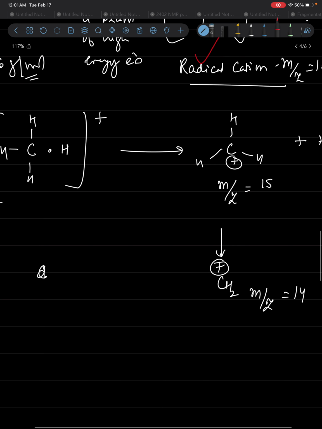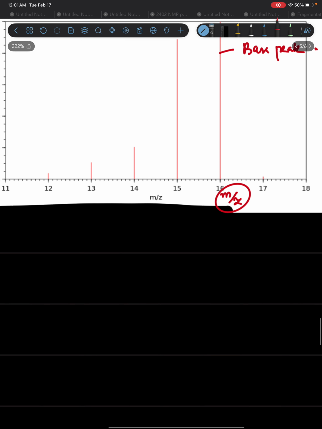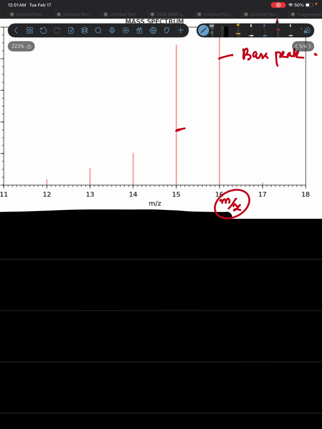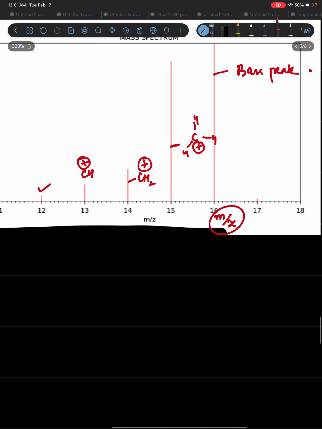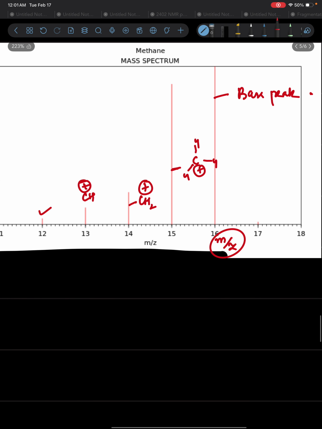Next one corresponds to this cation, and the next one is this one. And then next you have just the carbon atom, right? So this is the mass spectrum of methane, which is the simplest molecule. This is the base peak. This base peak also represents the molecular ion peak.